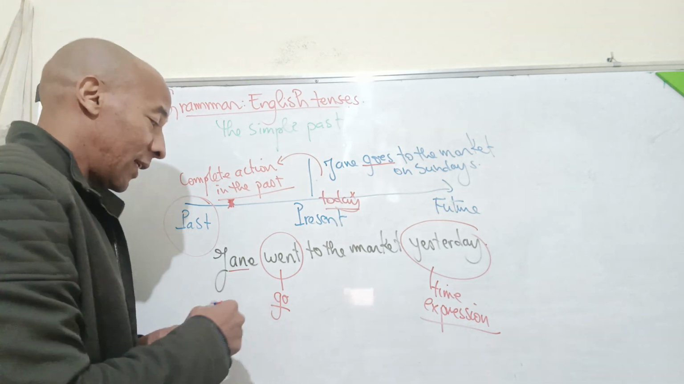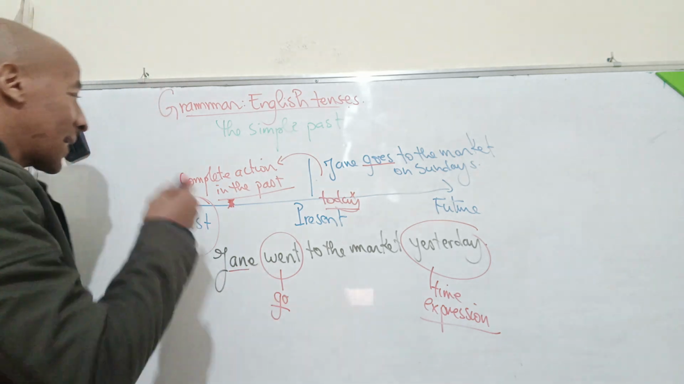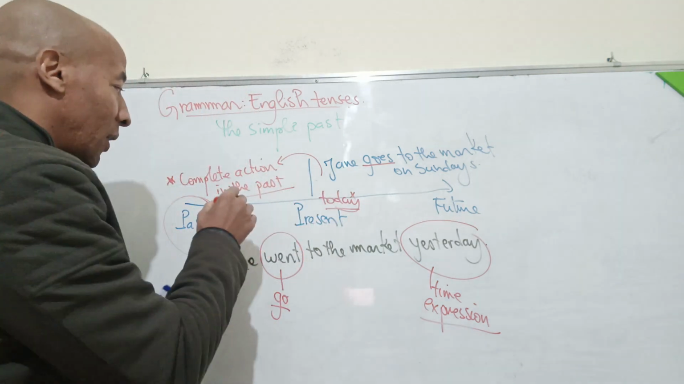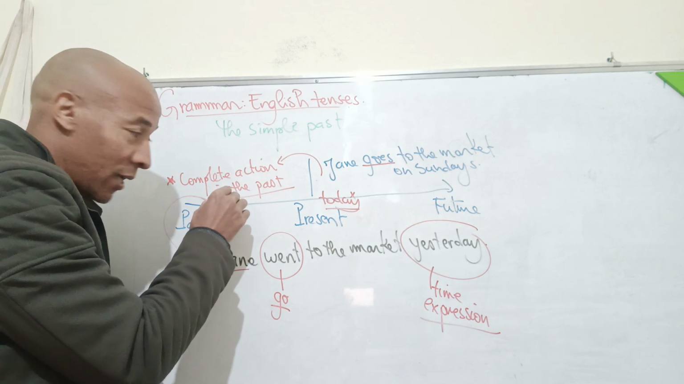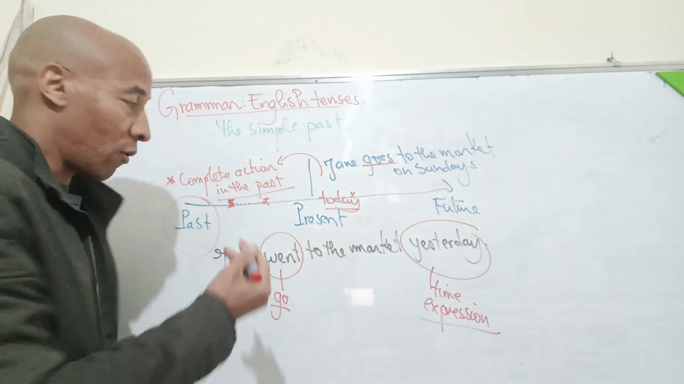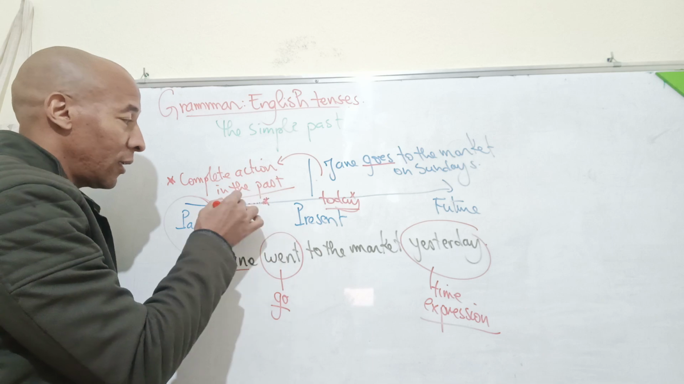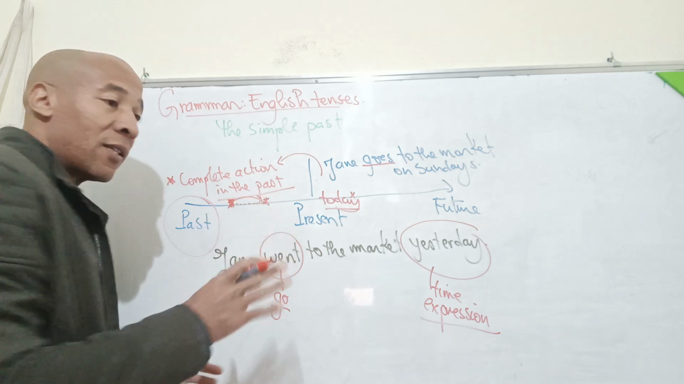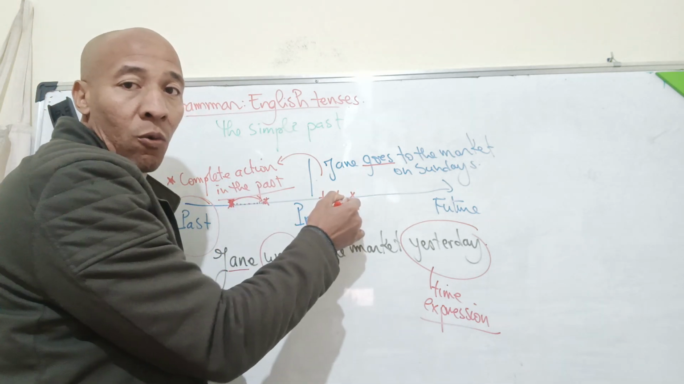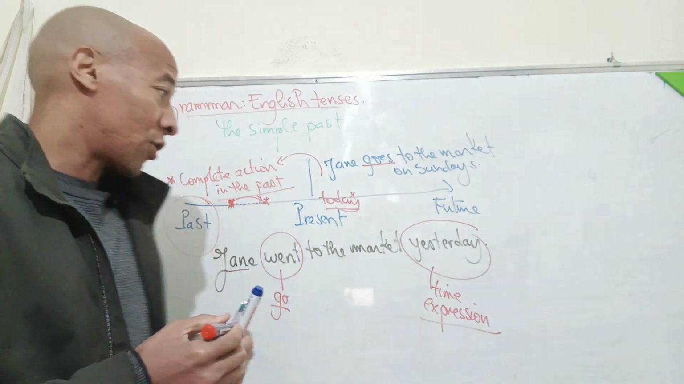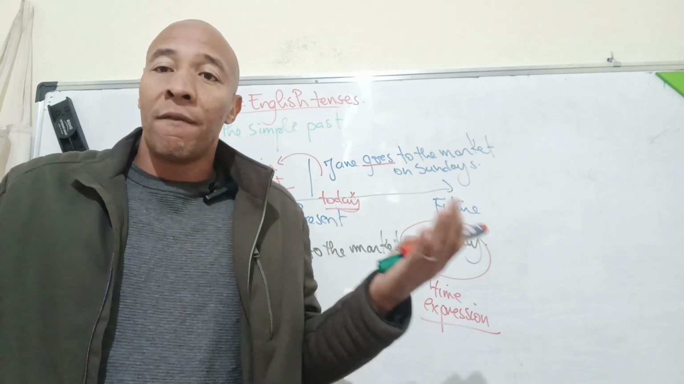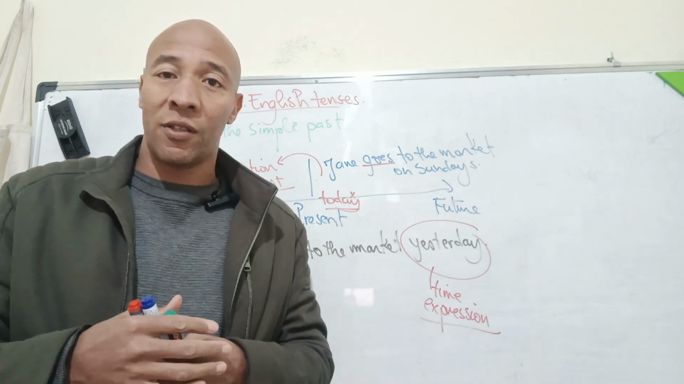All right? So here the tense, we're talking about a complete action in the past. It means an action that started in the past and finished at another time in the past. So let's say that it started here, then it finished here. So it is a complete action. It has no connection with the present. So it's a finished action, right? So we use the simple past to talk about finished actions or complete actions in the past, right?